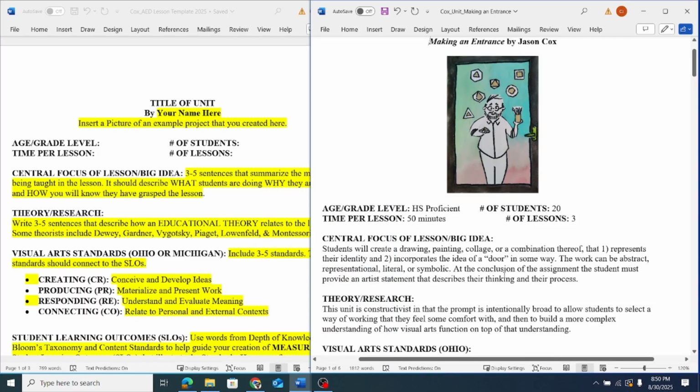Over on mine, it says students will create a drawing, painting, collage, or combination thereof that represents their identity, 1, and 2, incorporates the idea of a door in some way. The work can be abstract, representational, literal, or symbolic. At the conclusion of the assignment, the student must provide an artist statement that describes their thinking and their process. So the what is actually the action of making it. And the why ends up being a representation of the identity. The door is kind of a limitation that's meant to help them focus.